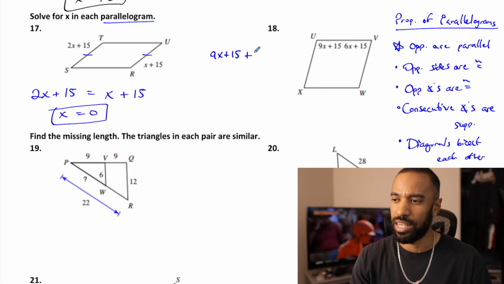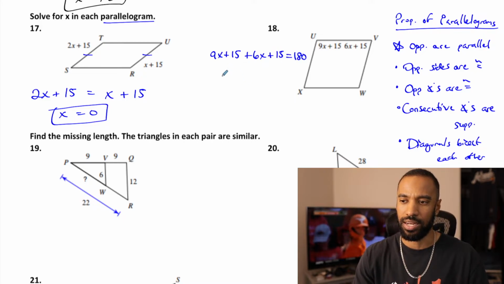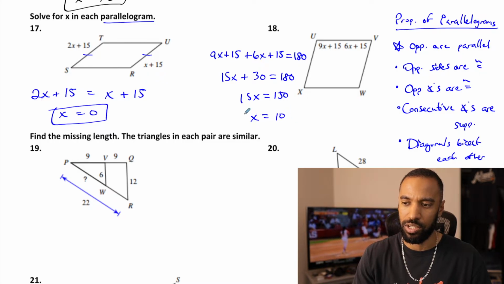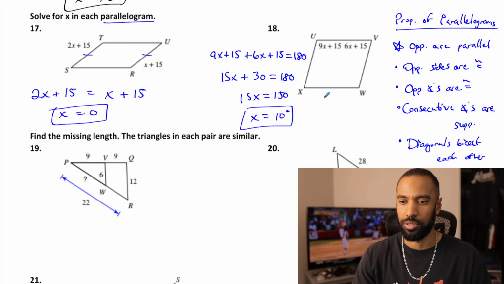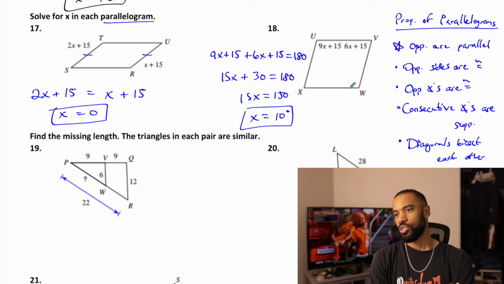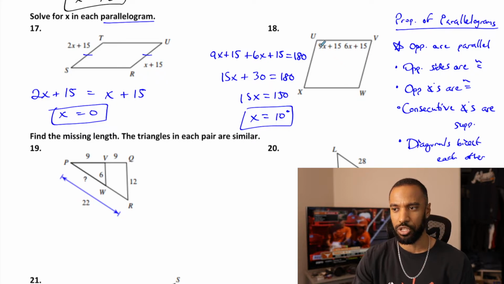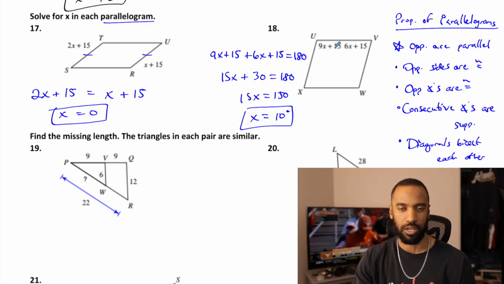So I add this with this here, and you set it equal to 180. Let's do the fast algebra right here. 15x is 150 divided by 15. You get x equals 10. Put the degrees there. So you add those to 180 because they're supplementary. If this was 6x plus 15 down here, you would set them equal because opposite angles would be congruent, but that's not the case.